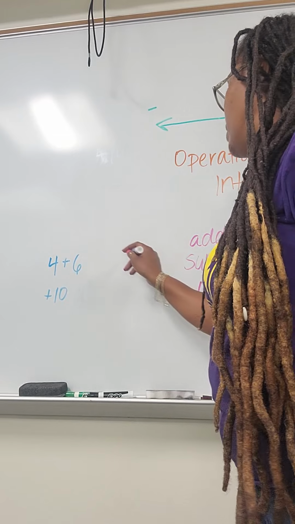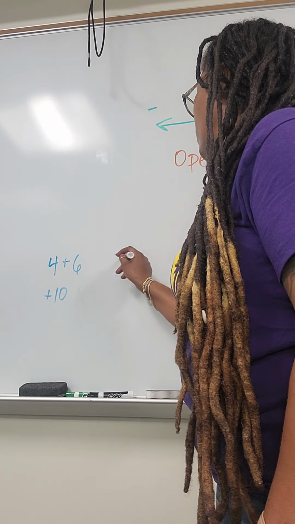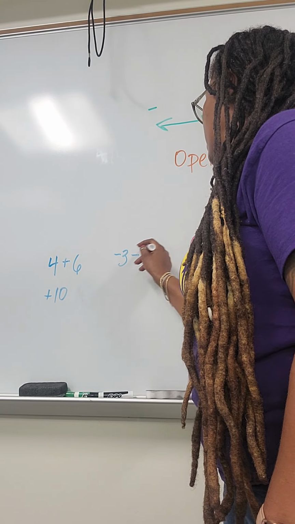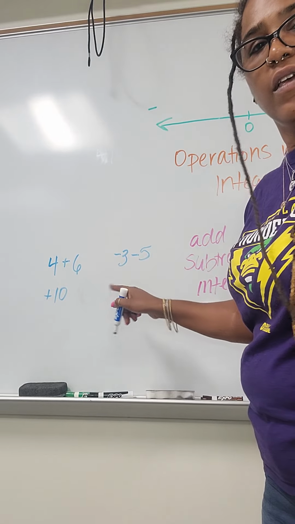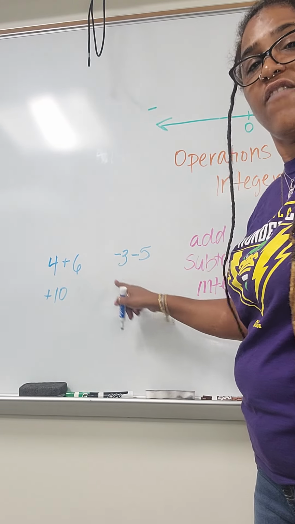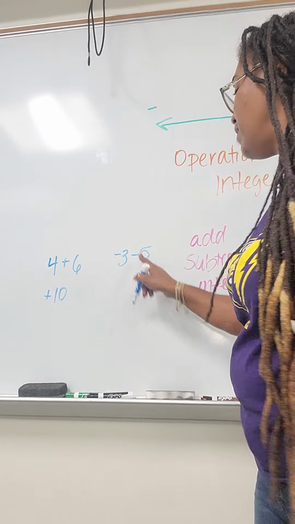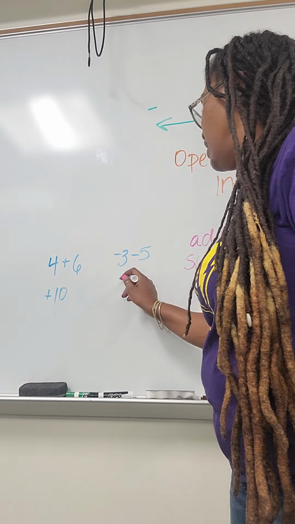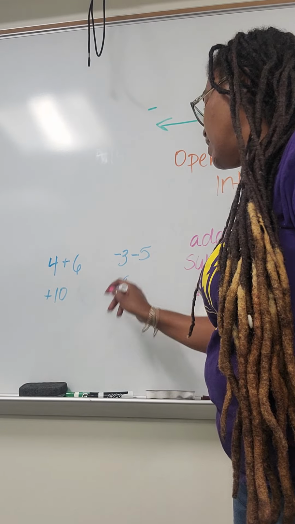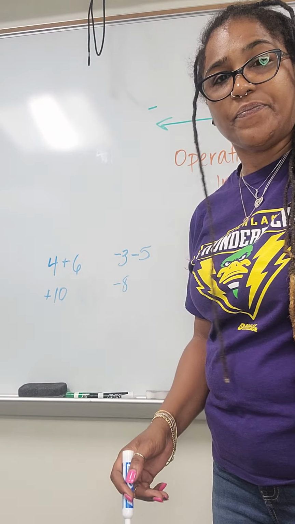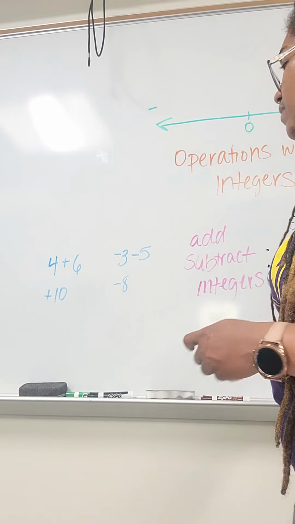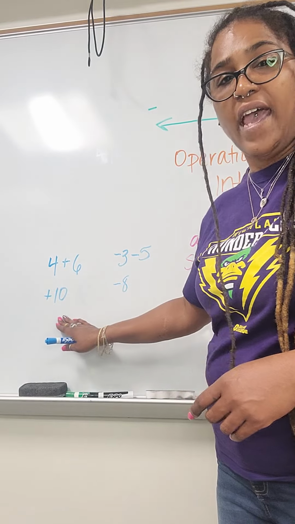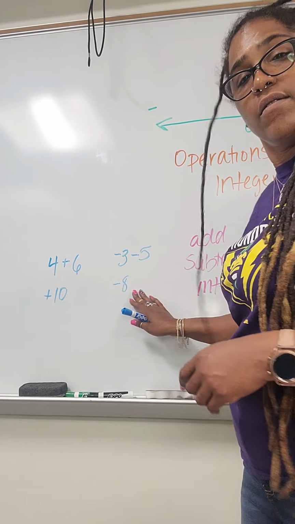Okay? We had negative 3 minus 5. Again, the signs are the same because my value for my 3 is negative. My value for my 5 is negative. 5 and 3 is 8, and I'm going to keep the sign. So that makes it -8. Okay? So the same thing, like I said, same signs, we add and we keep the sign.